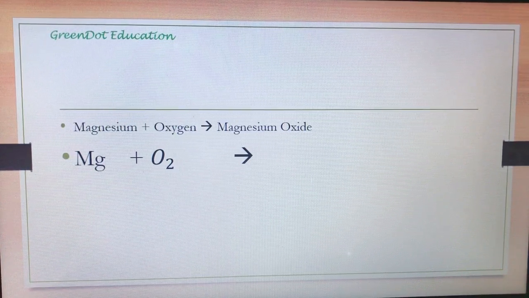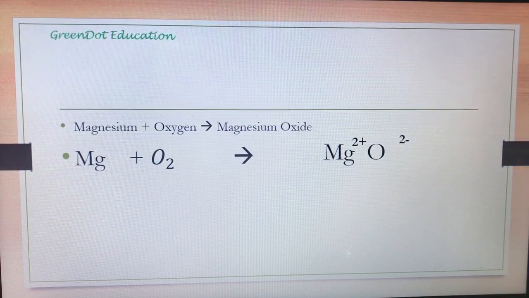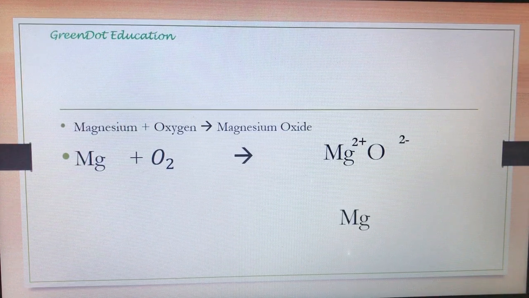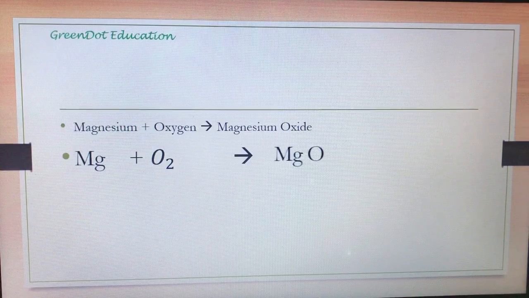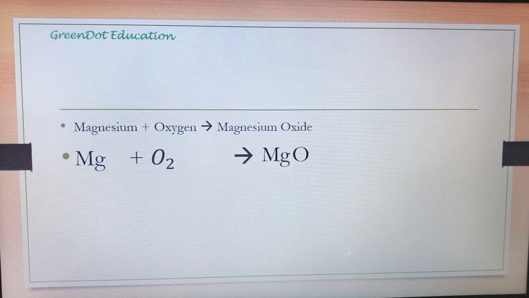So first of all, we write down magnesium's symbol, that is Mg, and it is positively charged and its valency is 2. And similarly oxygen, it is negatively charged and its valency is 2. So both of the elements have the same valency, hence only one atom of each element will be required to form the compound. So Mg comes together with O and forms MgO, known as magnesium oxide. So in this way we get magnesium oxide.